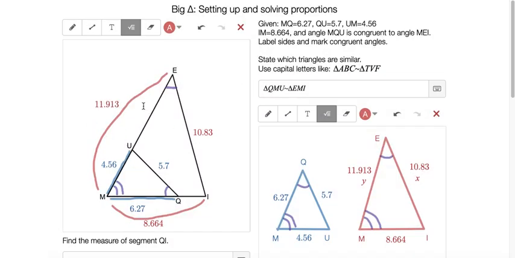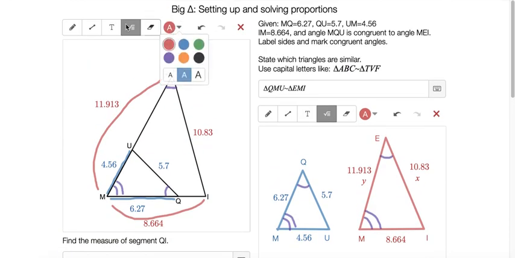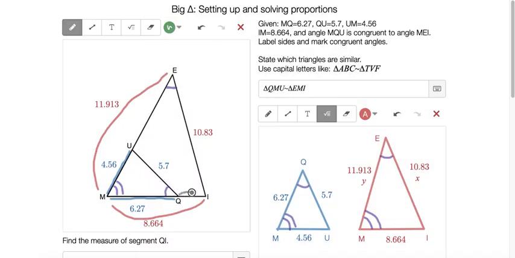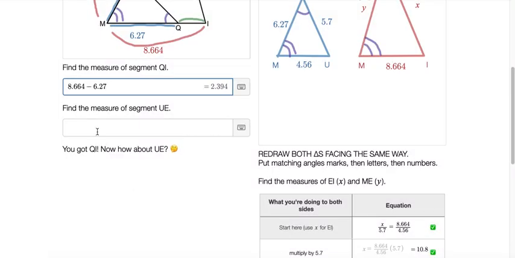And now I have everything labeled in here, so I can go answer these last questions. Find the measure of segment QI. Q to I is right here, we'll show it in green. From Q to I is this little piece that's left over. When you take the whole thing, 8.664, and this whole red part from M to I, and remove MQ. Take that away and you'll have the green part. So take away 6.27. Is that right? Yes, that's it.